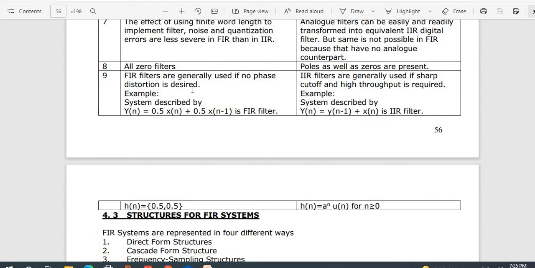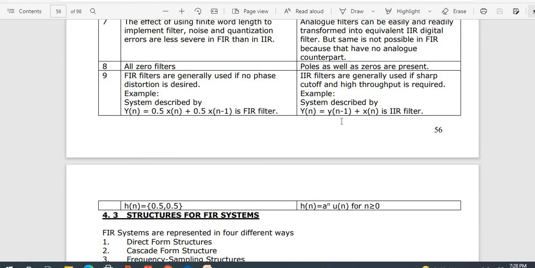Then FIR filters are generally used if there is no phase distortion. If there is no phase distortion, at that time only we use FIR filtration. In the filtration analysis, for FIR no distortion is desired, whereas IIR filters are generally used if sharp cutoff and high throughput are required. As you can see in the diagram, in the system describing equation, y of n equals y of n minus 1 plus x of n, right? This is what you can see in this.